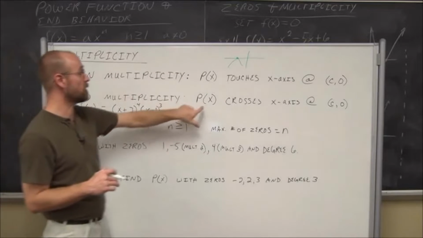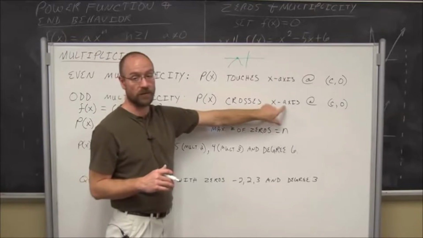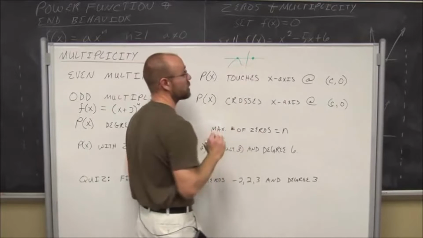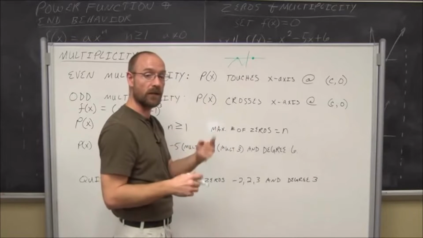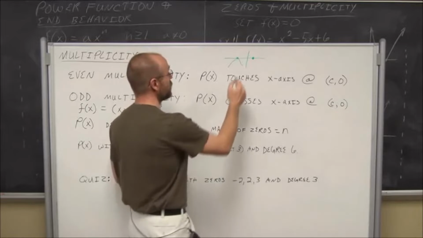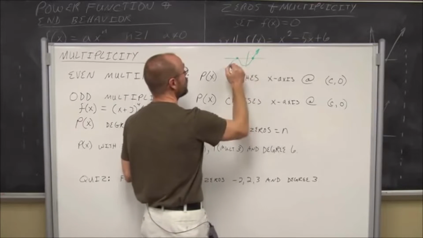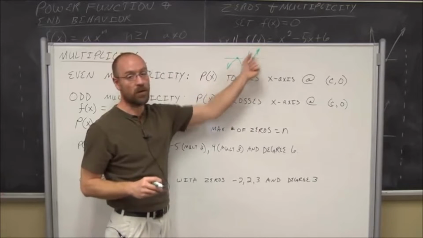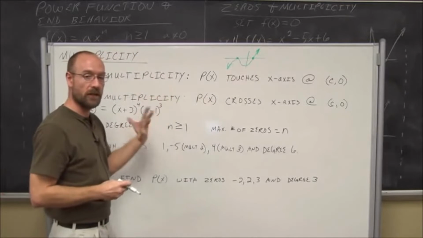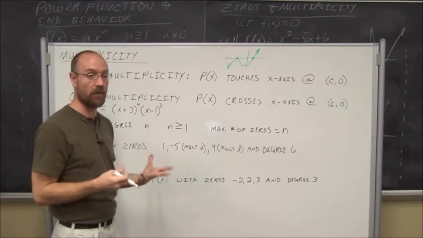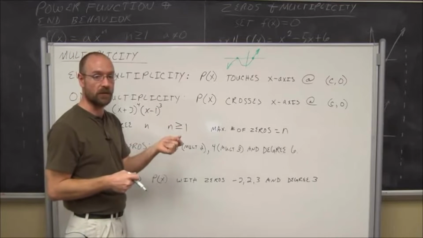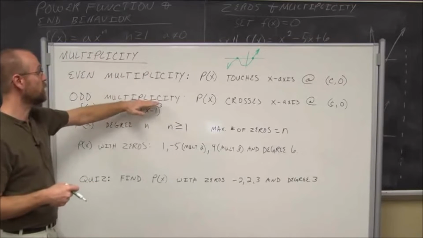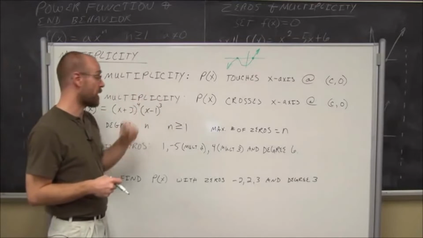Odd multiplicity says the polynomial does cross the x-axis at that value. Well, one of our zeros in that previous example was 1, but it only occurred one time. An odd multiplicity, 1 is an odd number. And we saw when we graphed it, it looked like this. It touched at this value, and it crossed through. So multiplicity can tell us a little bit about the behavior of the graph. What is it doing at those intercepts? Is it crossing the axis, or is it just touching it? Even touches, odd crosses. Keep that in mind.